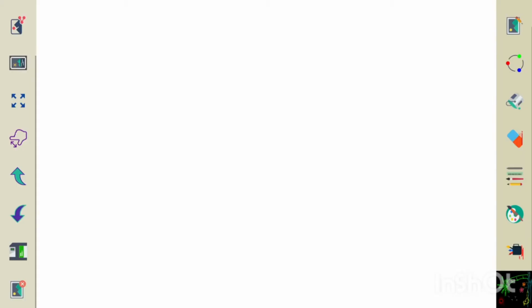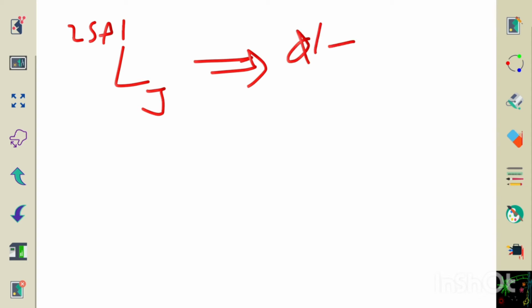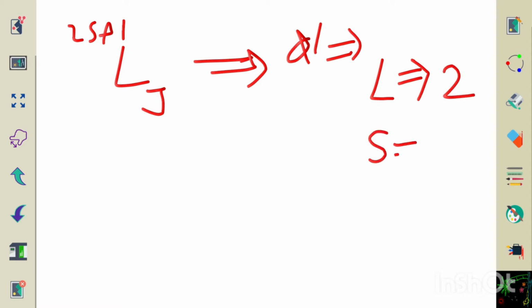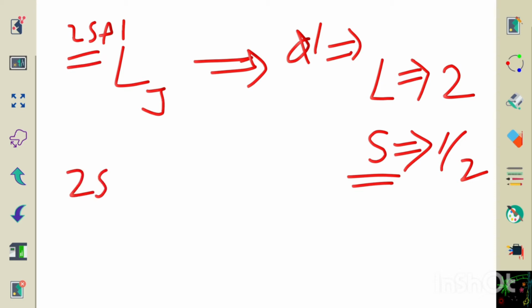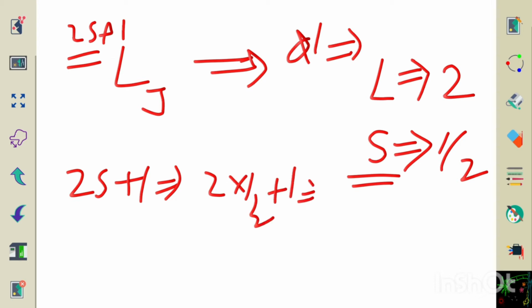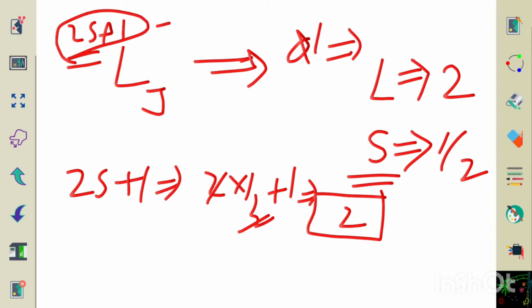Now if we want to write its term symbol in terms of 2S plus 1, L, J, what we get from the previous step, for the d1 configuration, is L equal to 2 and capital S equal to half. For the spin multiplicity, it is 2S plus 1, that is 2 into half plus 1, which will be equal to 2. So 2S plus 1 is equal to 2.